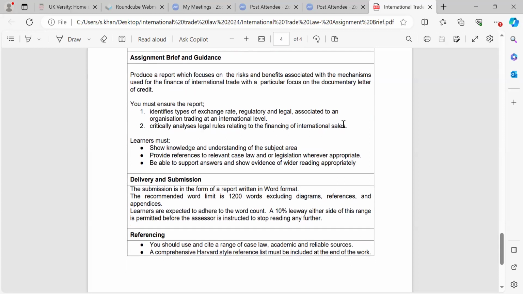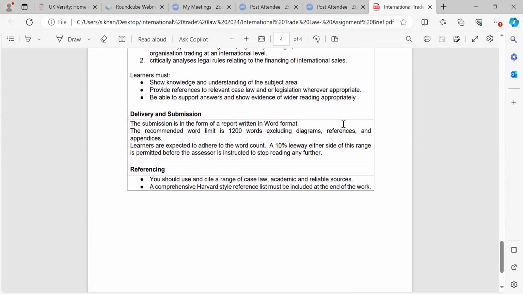Delivery and submission. So for this part, which is task 3 and the final part, the submission is in the form of a report written in Word format again. The recommended word limit is 1,200 words, excluding diagrams, references, and appendices. And the learners are expected to adhere to the word count, and a 10% leeway either side of this range is permitted before the assessor is instructed to stop reading any further.